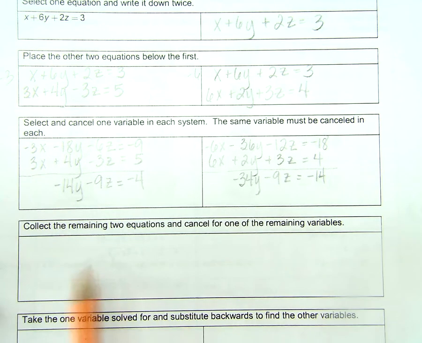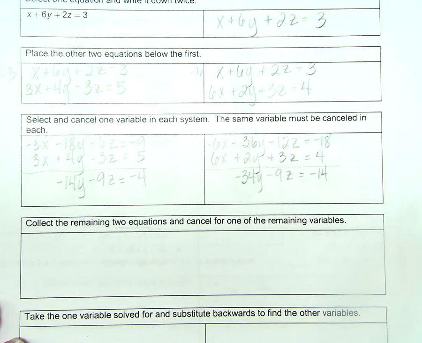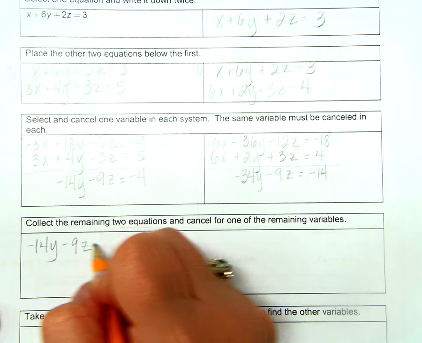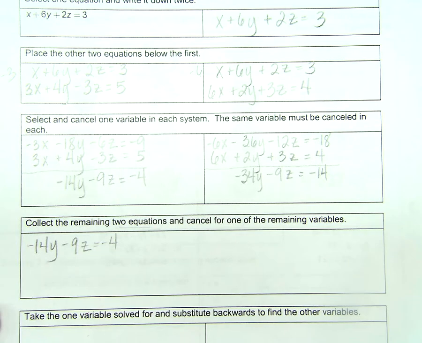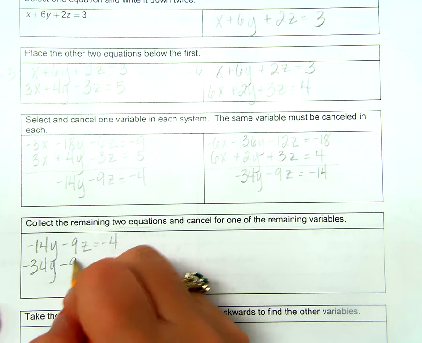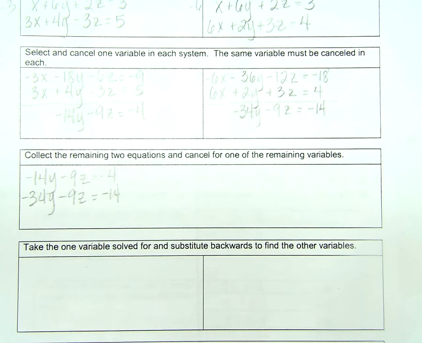Okay? So now I'm going to collect the remaining 2 equations. Collect them, which means write them again. Negative 14y minus 9z equals negative 4. And negative 34y minus 9z equals negative 14. Now, one of you a second ago noticed the fact that I have now the exact same z's, don't I? Is that what I need?